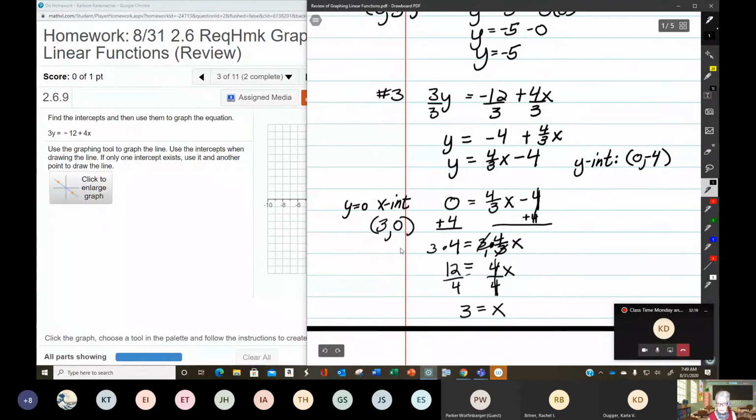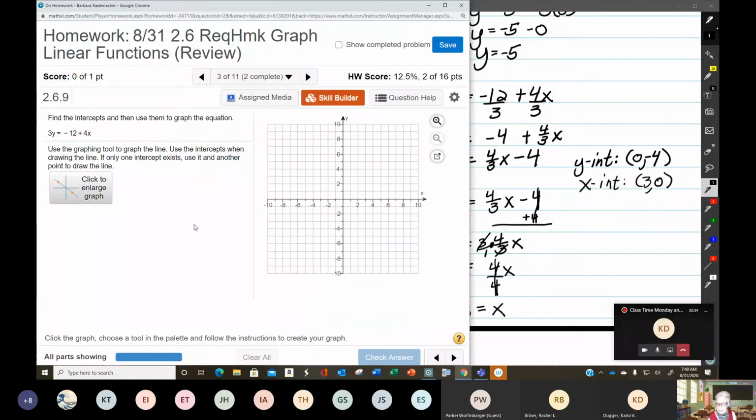0. All right, so I've got a y-intercept (0, -4) and an x-intercept (3, 0). And now we'll go graph these. Usually you can graph a straight line using any 2 points that are on the line. But when the instructions ask you for intercepts, you have got to give intercepts, period, or it'll mark you wrong. And you don't want that.